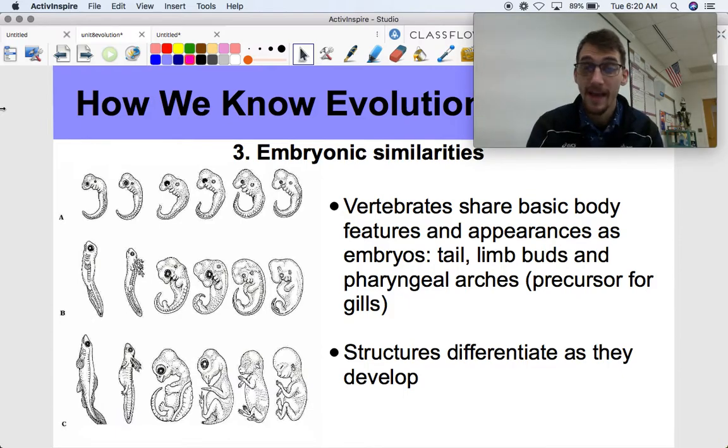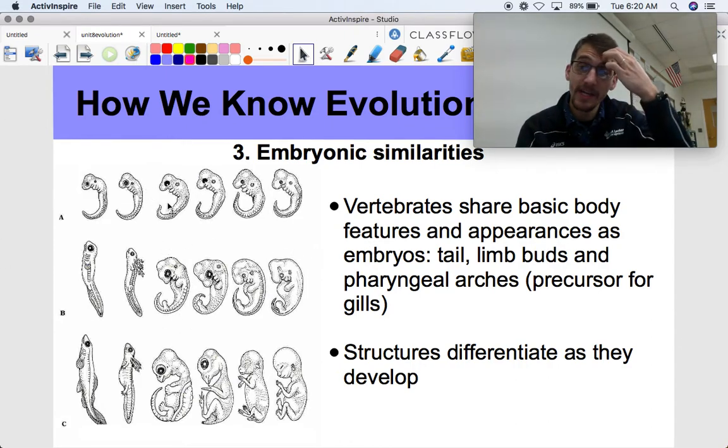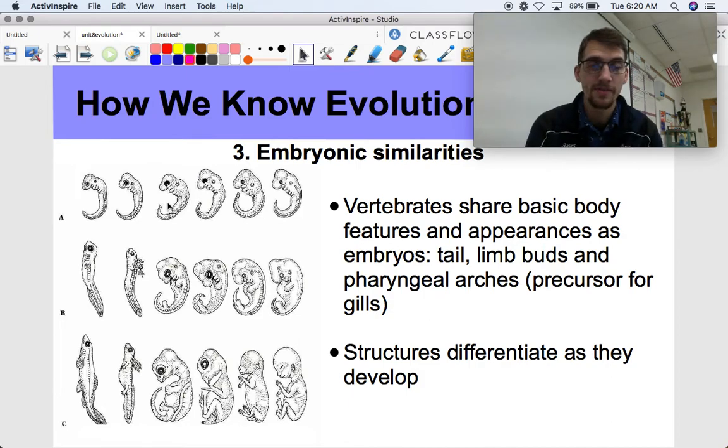Okay, and what does that suggest? Well, once again, that suggests that all vertebrates had a common ancestor that developed in this way, that had pharyngeal arches and a tail. Okay, so here's a very famous image of 6 different embryos from 6 different species that you wouldn't think would be more closely related to each other, but they are. Take a look at row A here. All these embryos look almost exactly the same, almost indistinguishable from one another.